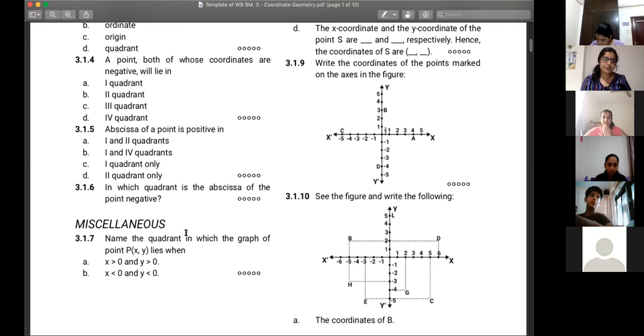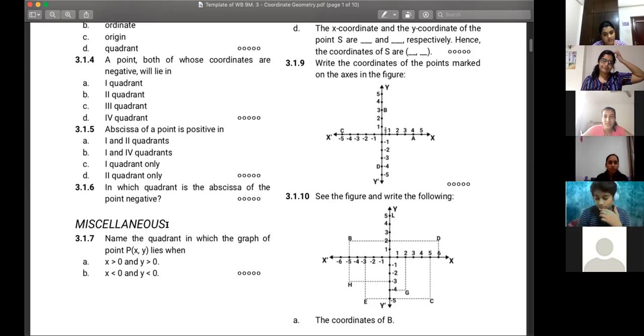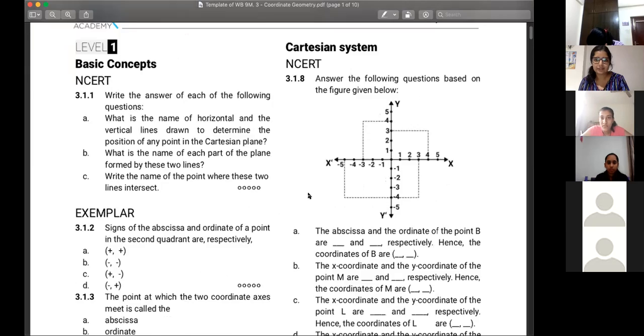Ashka, name the quadrant in which the graph of the point P(x, y) lies when the first one is yours. X greater than 0, y greater than 0. So where does point P lie? Ma'am, the first quadrant. Awesome. Because both positive. Aryan, x less than 0, y less than 0, where is it? Ma'am, third quadrant. Very good.